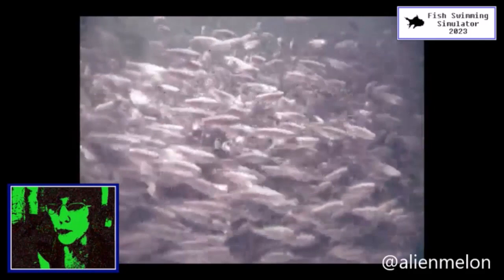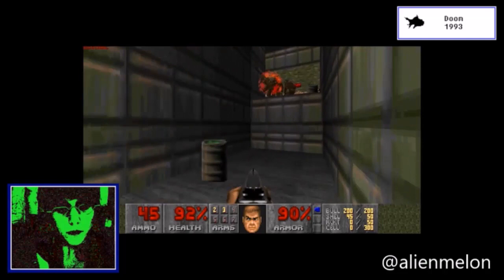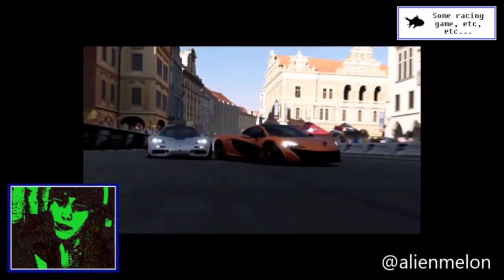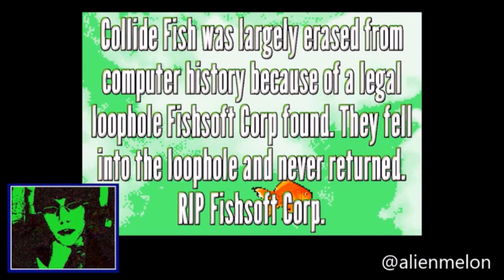At this point, I do not need to remind you of the important contributions Collidefish has had in modern video games. Without it, we simply would not enjoy the high-fidelity graphics and over-the-top simulations that we do today. While we struggle to properly simulate food in video games, Collidefish was far ahead of its time by having fish fully simulated. It was largely erased from computer history because of a legal loophole Fishsoft Corp found. They fell into the loophole and never returned.